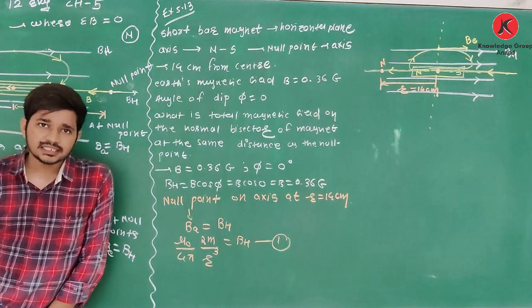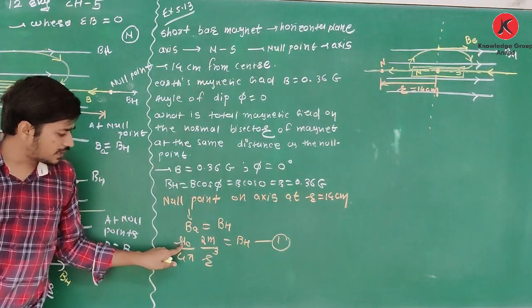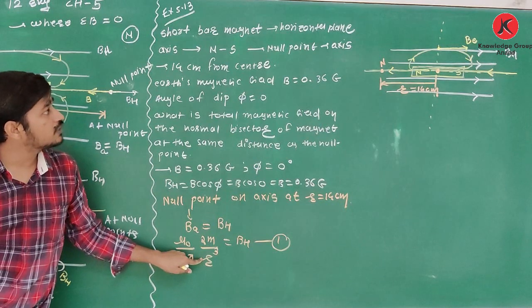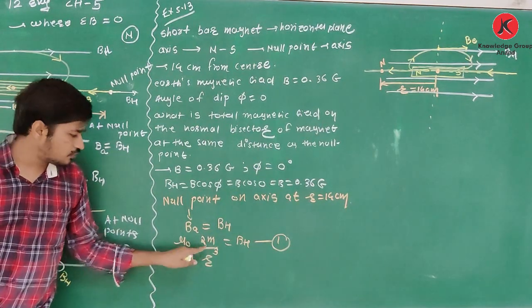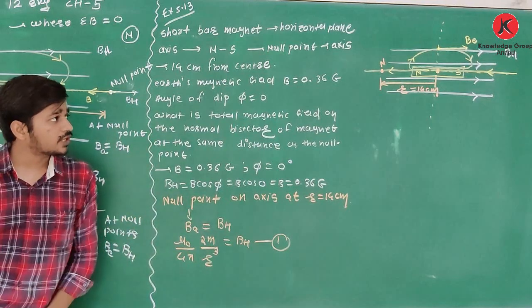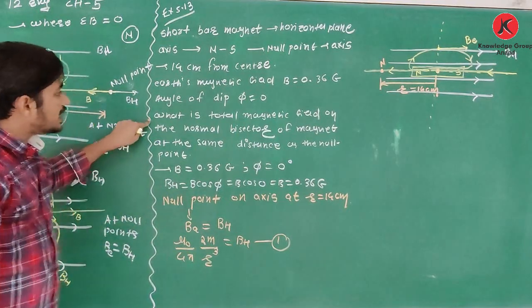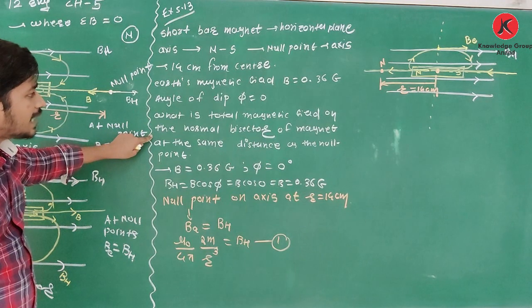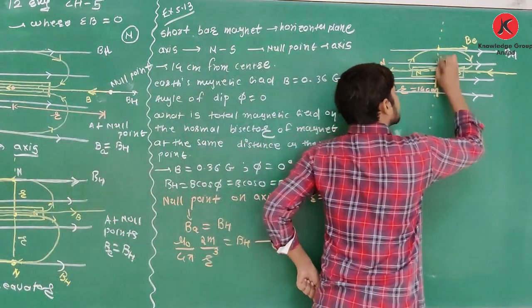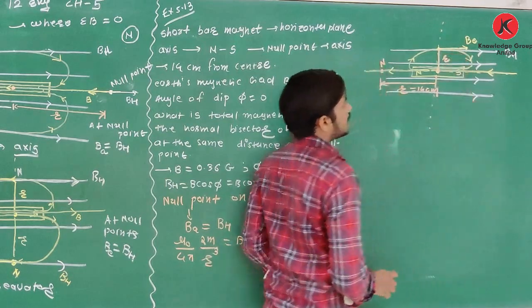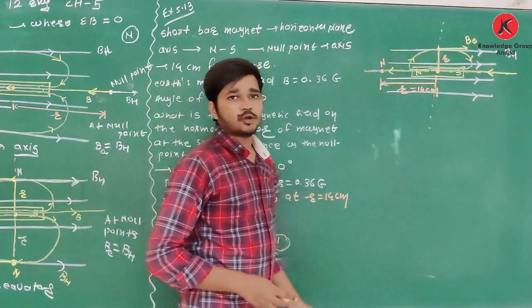Yes. You are given the value of mu 0 upon 4 pi. You are also given the value of r, but you are not given the value of m. You do not have to find the value of m. We will take it in short. Now, what is the total magnetic field on the normal bisector of the magnet at the same distance r? What is the magnetic field at the normal bisector?